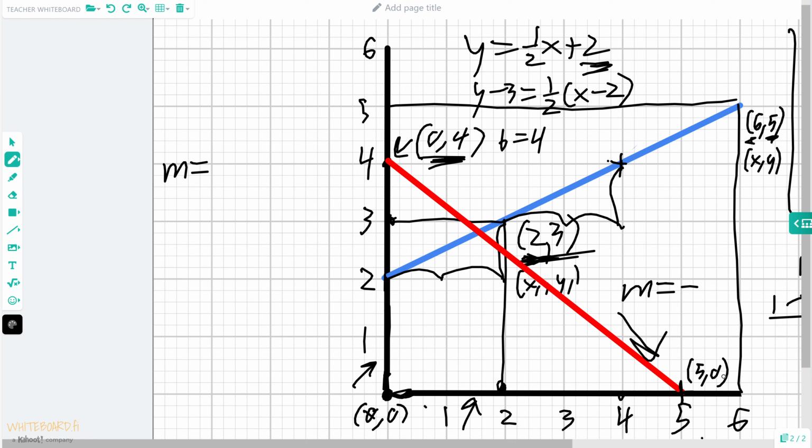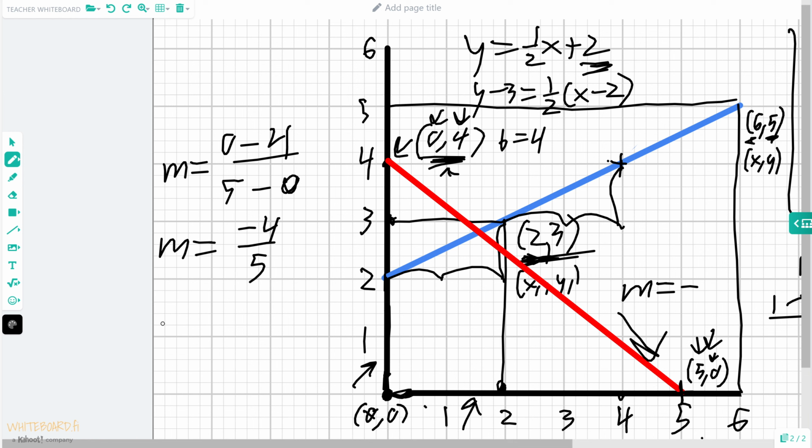So we'll take this point right here, 0, 4, and this point down here at 5, 0, and use that to find slope. We'll set this as our x, y value, and this down here will be our x1, y1 value. So y1 is 0 minus y, which is 4, over x1, which is 5, minus x, which is 0. So m equals negative 4 over 5.